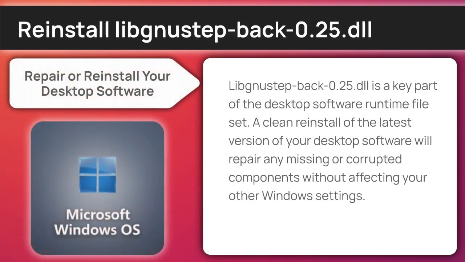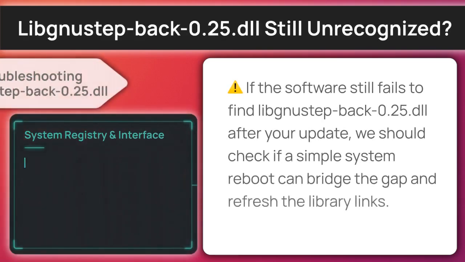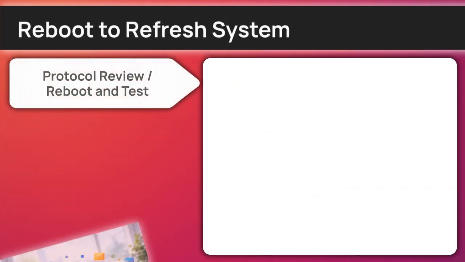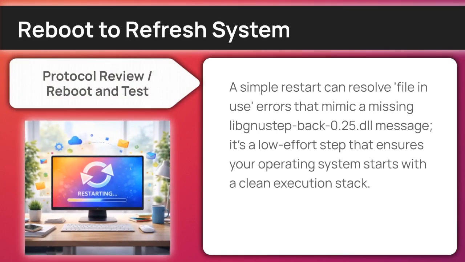libgnustep-back-0.25 is a key part of the desktop software runtime file set. A clean reinstall of the latest version of your desktop software will repair any missing or corrupted components without affecting your other Windows settings. When a standard software refresh isn't enough, we need to bypass the automated installers and look at manual system state resets. A standard restart allows the Windows bootloader to rescan your system directories and potentially recognize an unregistered libgnustep-back.0.25 component.